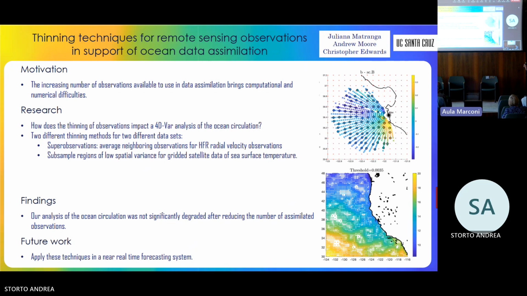Our main finding was that the 4D-Var analysis wasn't significantly degraded after thinning. So this gives us the possibility to keep working on this. And the idea is in the near future to test these thinning techniques in a near real-time forecasting system that is running at UC Santa Cruz.